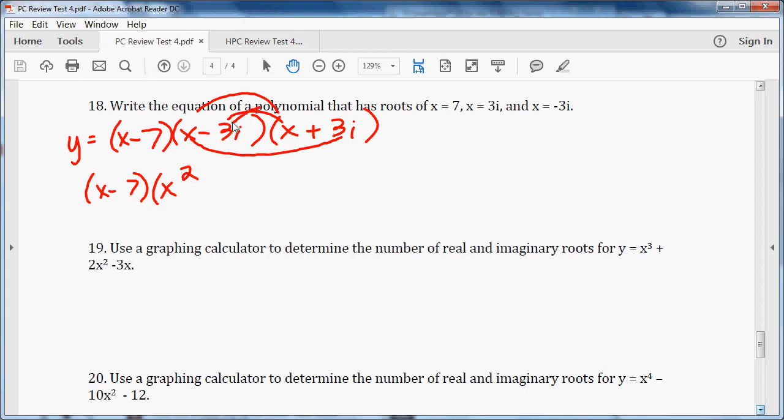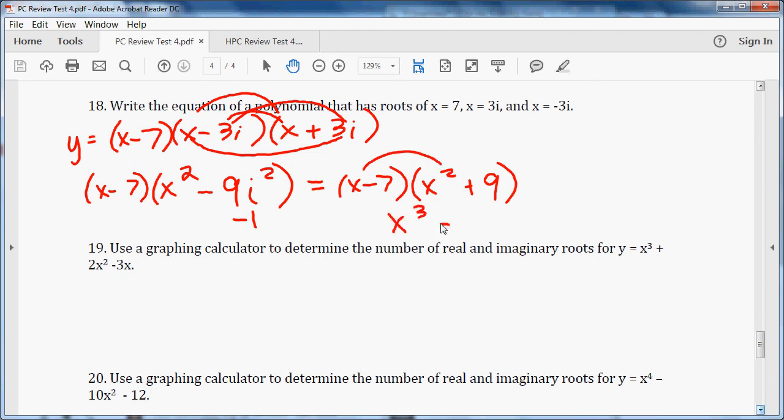Negative 3 times positive 3 is negative 9. I times I is I squared. And remember, I squared is equal to negative 1. So this turns that into x minus 7 times x squared plus 9. Because we end up with negative 9 times negative 1, which is plus 9. So finally, we'll FOIL this out, getting x cubed minus 7x squared plus 9x, and then negative 7 times 9 is negative 63.